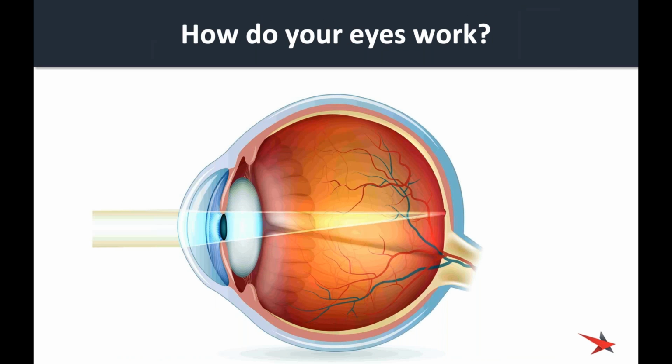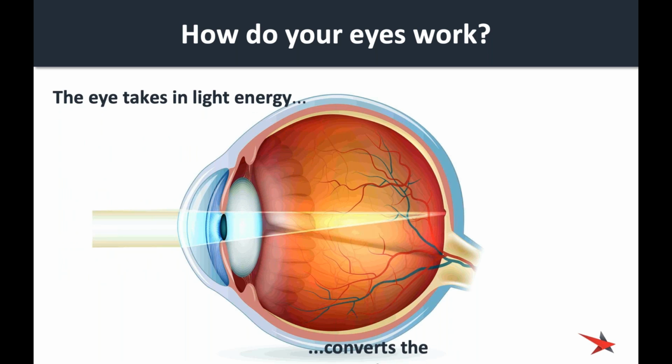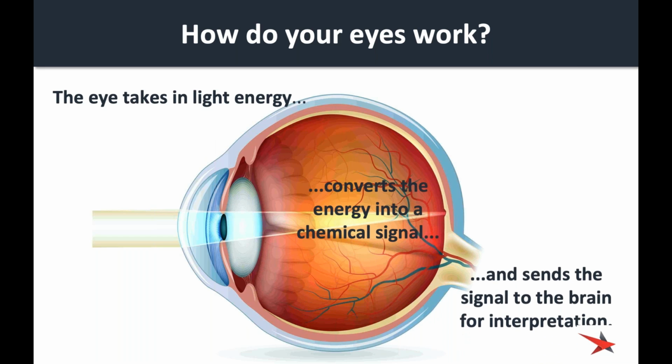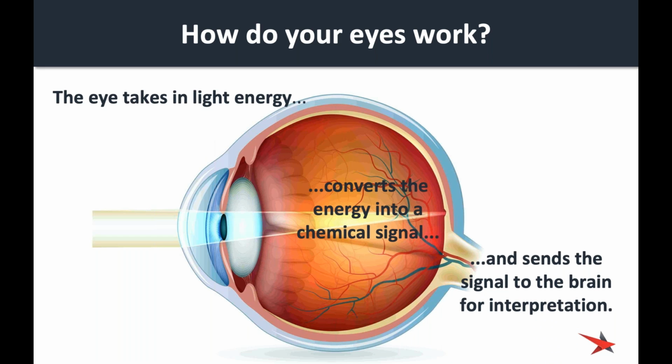How do your eyes work? A marvel of engineering, the human eye is a complex mechanism with millions of components working together to enable vision and perception. You want to understand a little bit about how the eye works. This will help to explain how you see colors and also why some people see colors differently than others. For our purposes, we're mostly concerned with the ability of the eye to take in light energy, convert that energy into an electrochemical signal, and then send that signal to the brain for interpretation.